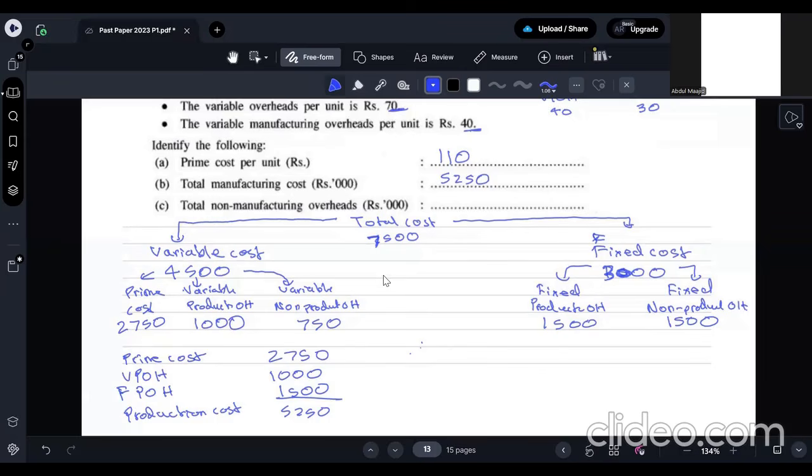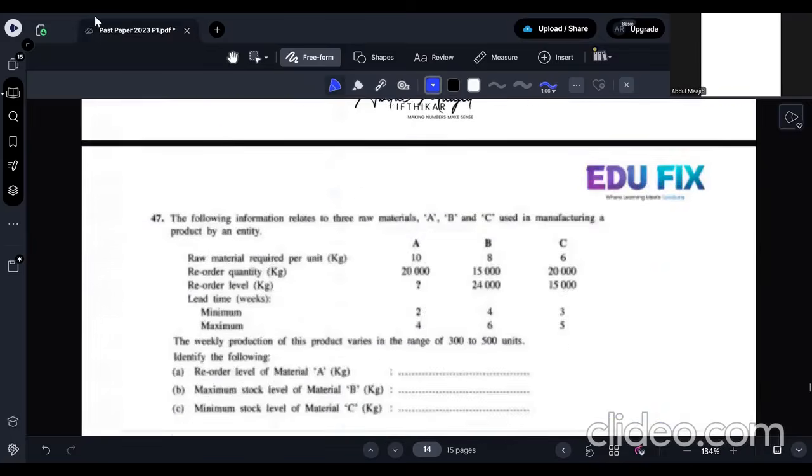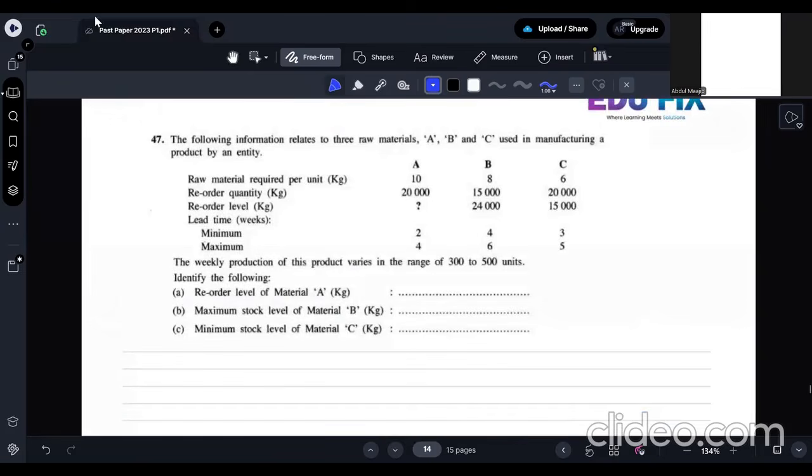5,250,000. Then total non-manufacturing overheads will be variable non-manufacturing overheads and the fixed non-production overhead. Variable non-production overhead is 750. The fixed non-production overhead is 1,500. Total non-production overheads will give you 2,250,000, that is 2,250. Okay.